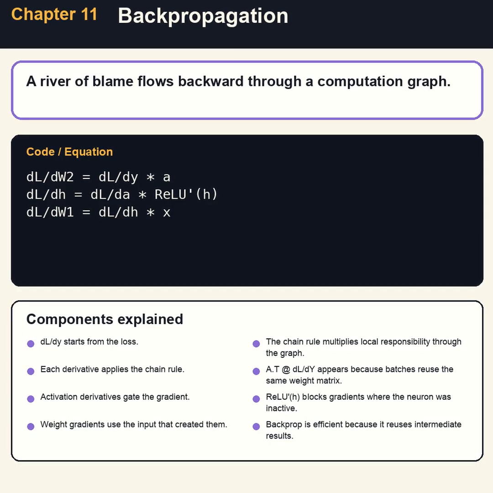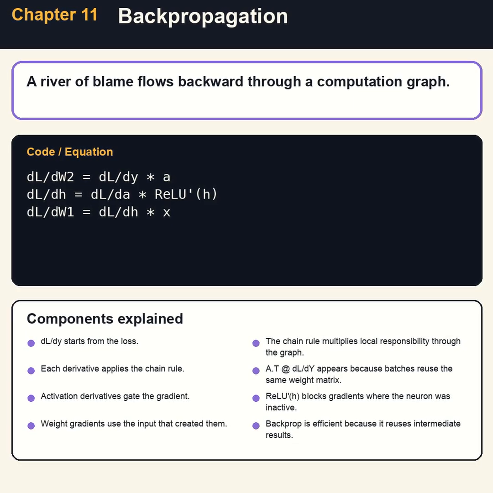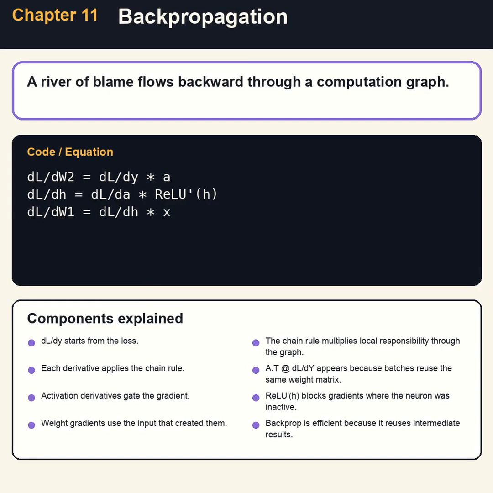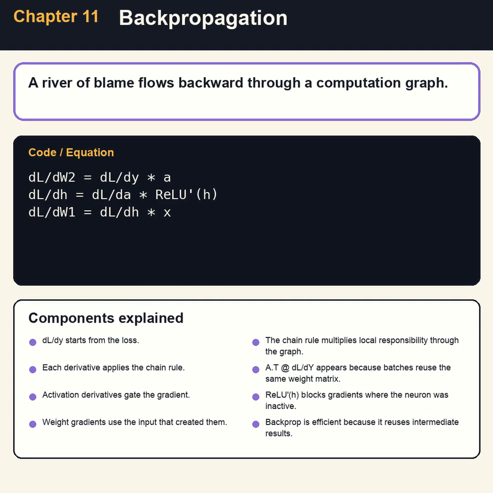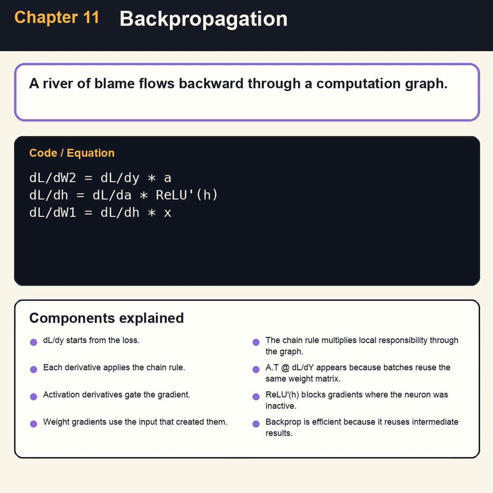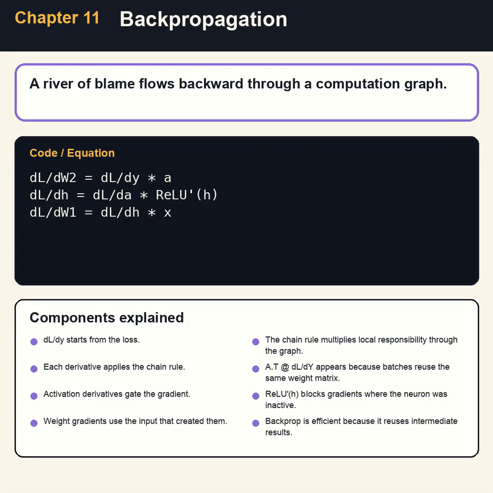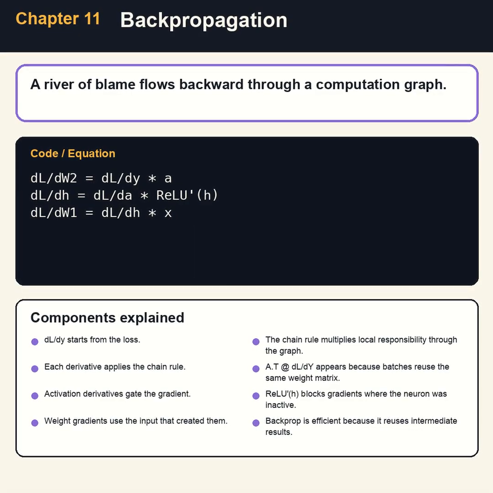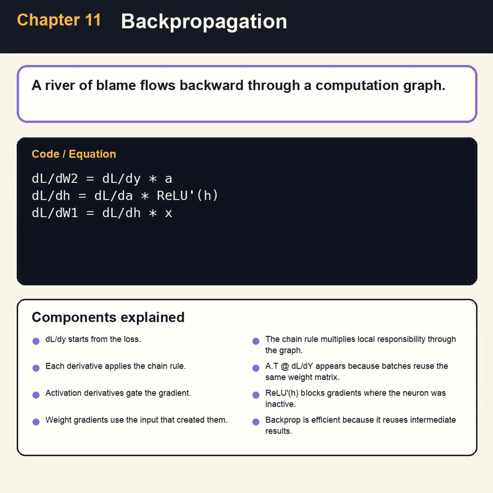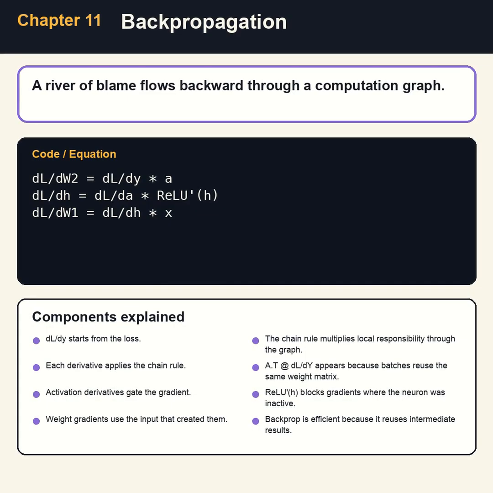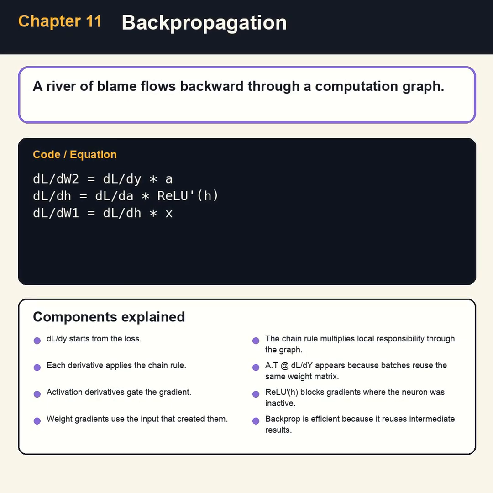Backpropagation. Real-world analogy. Trace a river back to its source to see how each upstream branch contributed to the final flow. The loss derivative flows back through each operation. Every parameter receives a blame signal showing how changing it would change the loss. Backpropagation is not magic. It is dynamic programming on derivatives.